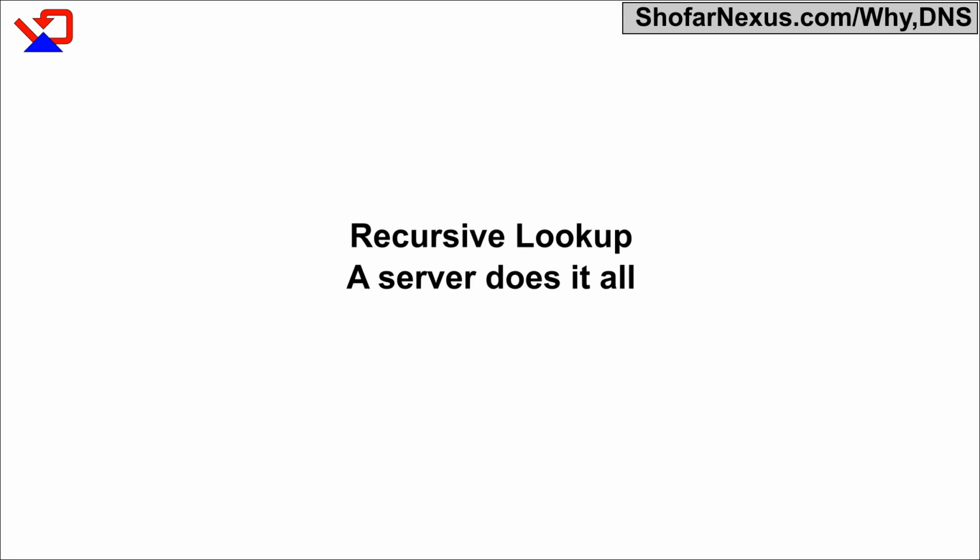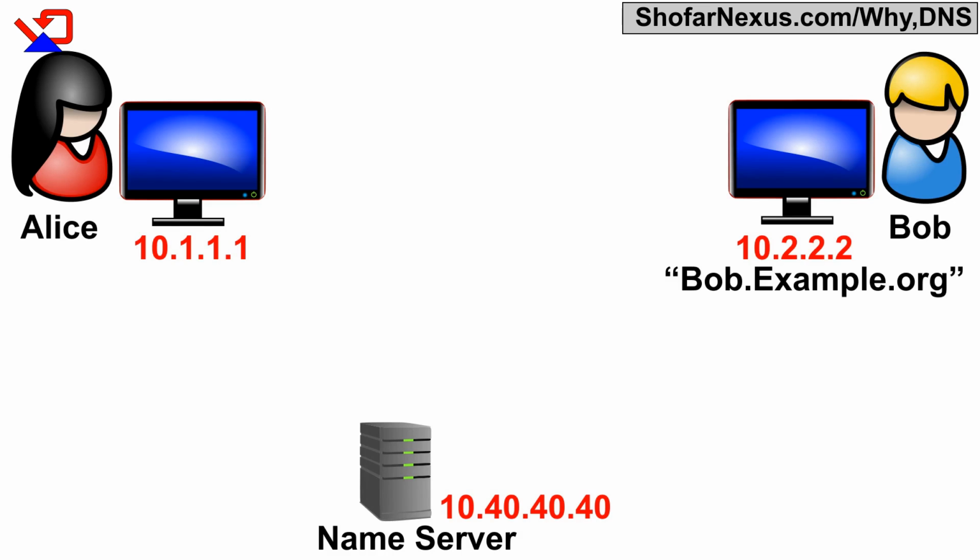Recursive lookup. A server does it all. The iterative technique works well, but if Alice's computer is connected via a slow link to the internet, the response time might be slow to make all three queries. A second technique is built into the DNS message structure, that being a recursive lookup. Alice's computer has an IP address of a DNS server. This is typically a configuration option or automatically provided by Dynamic Host Configuration Protocol or DHCP message. How this occurs is beyond our scope.